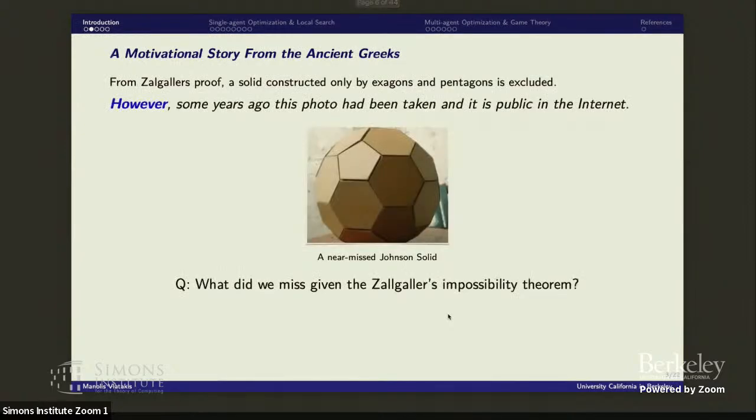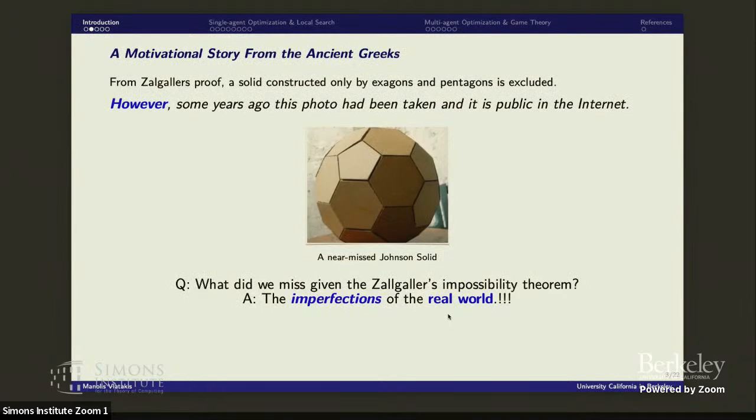On the other hand, some years ago, this photo has been taken, and you can go and find it on the internet. It is called the near-miss Johnson solid. And now I can ask you, you can check that it has hexagons and pentagons as construction. Now, the question is, what did we miss given Zalgaler's impossibility theorem?